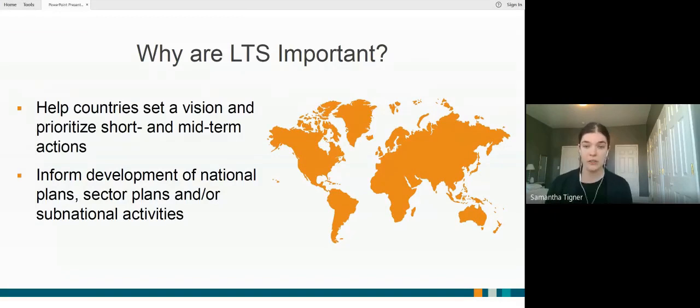But importantly, long-term strategies are important because they can help countries establish these long-term visions for the future. So where do you see your country going? What would you like to see in the next 30 years? And that high-level vision can help prioritize some mid and short-term actions to take in the intervening period.